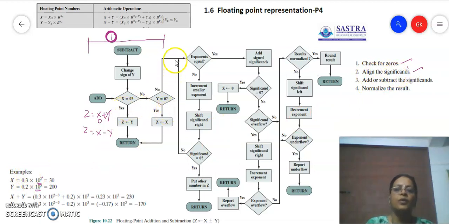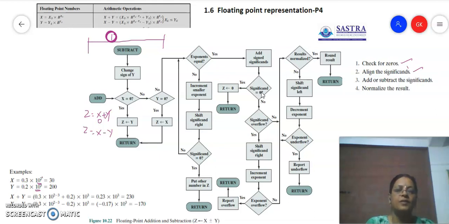Now how will we do this? Come back here. If both operands are not 0, then we have to do the actual addition or subtraction. Now we compare the two exponents. If the exponents are equal, then we can simply add the signed significands. After adding the significands, there is a possibility that the result could be 0. So you check whether the result is 0. If the result is 0, we cannot normalize the number.